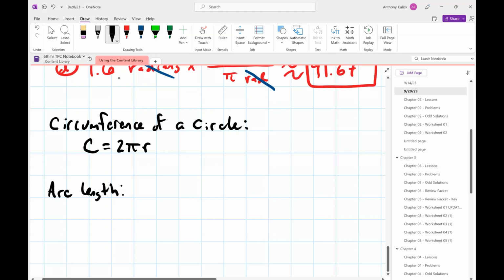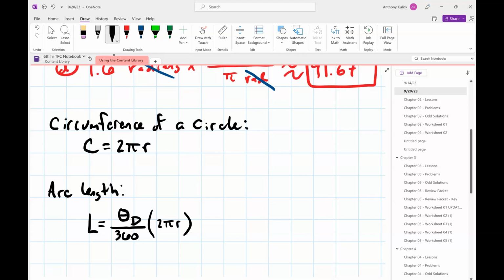Do you remember your arc length formula from geometry? That length was the measure of the central angle in degrees over 360 times 2 pi r. Everybody okay with that?